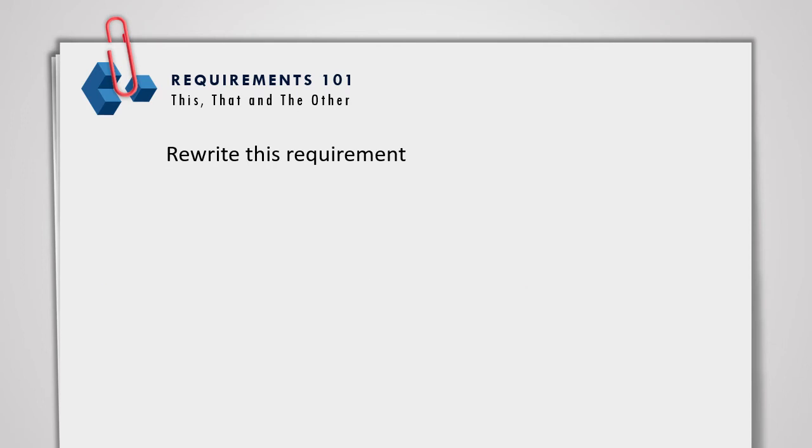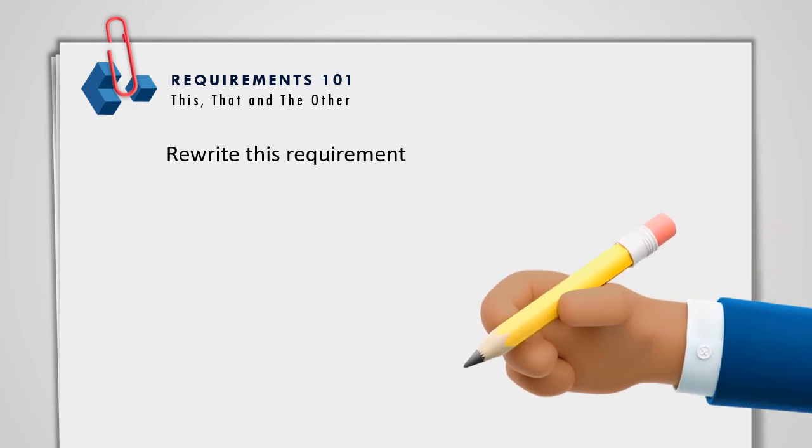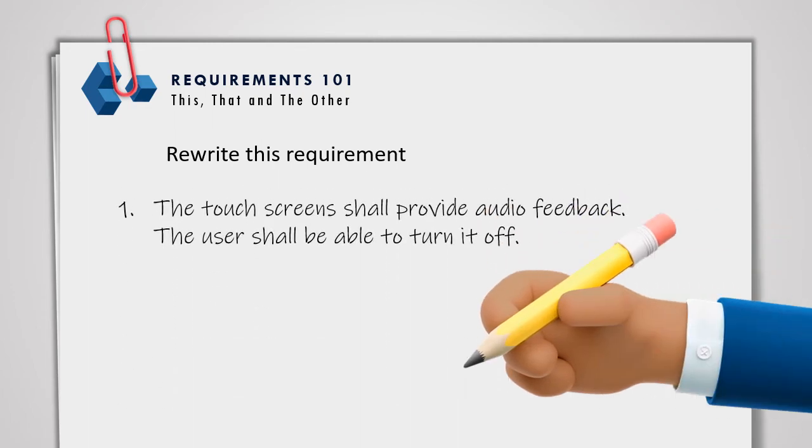Have another go at fixing this requirement statement. Same as before, grab a pen and paper and rewrite these requirements to remove any ambiguity. In the original requirement, it is unclear if the user is being provided with the ability to turn the touch screens off or the audio feedback. An excellent example of why we avoid using pronouns to refer back to something else. And out of interest, what happens if you want to turn the audio feedback back on? That capability is not reflected in the original requirement when it's most likely needed.